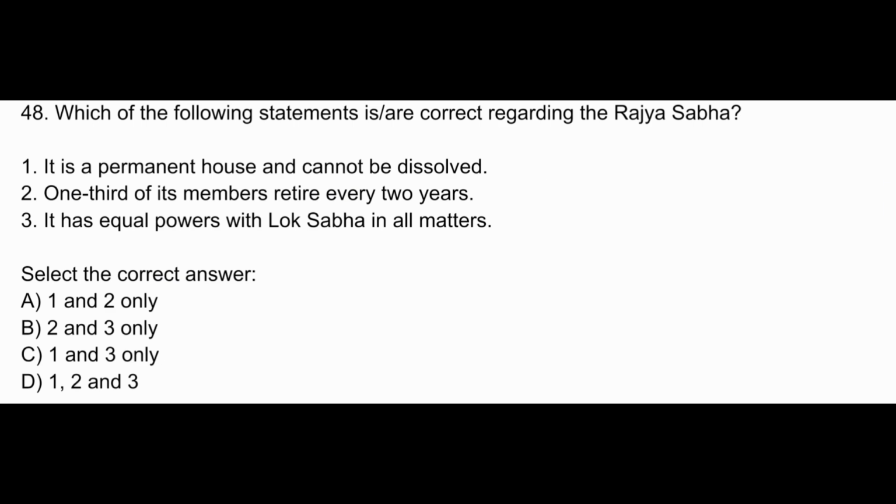The next question. Which of the following statements are correct regarding the Rajya Sabha? 1. It is a permanent house and cannot be dissolved. 2. One-third of its members retire every 2 years. 3. It has equal powers with the Lok Sabha in all matters. Select the correct answer.